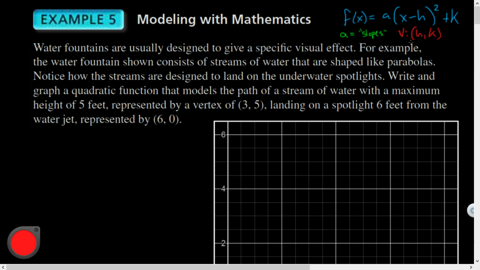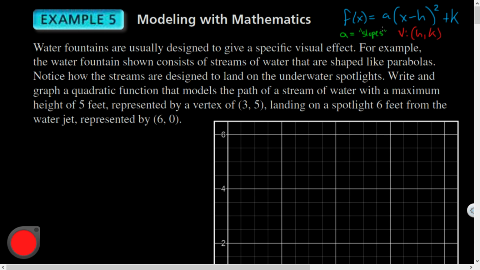So now what we like to do as mathematicians, once we've developed a form or a model, is apply it to real-world situations. And we've talked about some of the applications of parabolas already. But here we go. Here's example 5. It says water fountains are usually designed to give a specific visual effect.